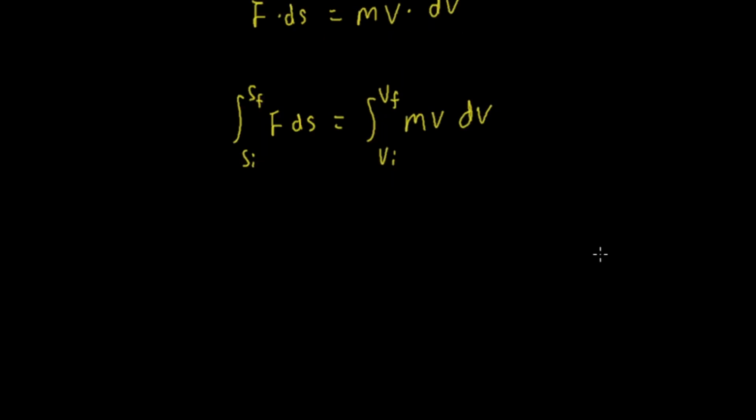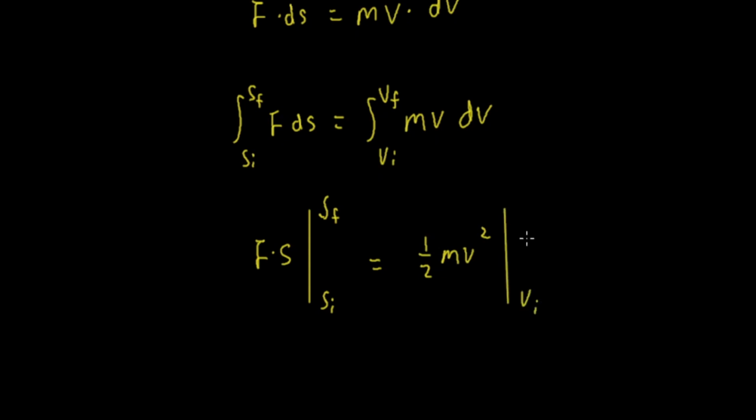Okay, now we can evaluate the integral. So for this one, it is f times s evaluated from initial position to final position, equals, for this side, add 1 to the power divided by the new power. We have half mv squared evaluated from initial velocity to final velocity.